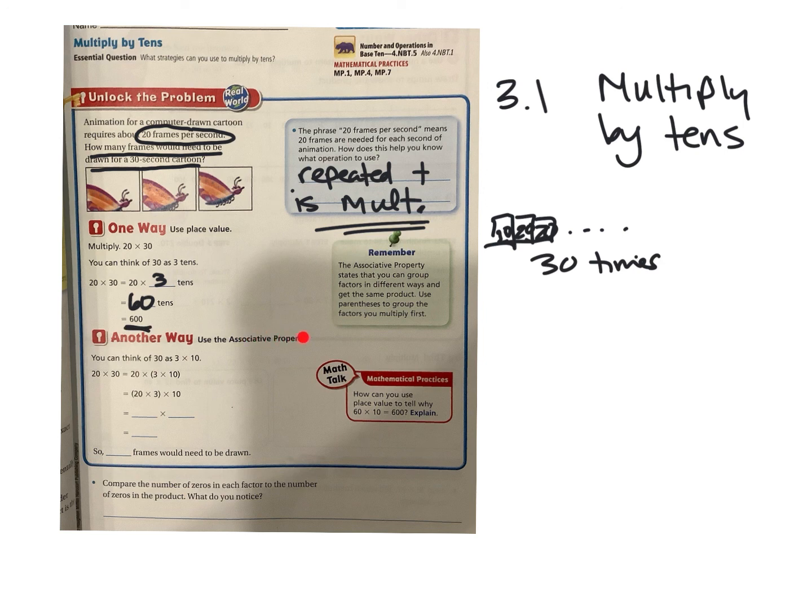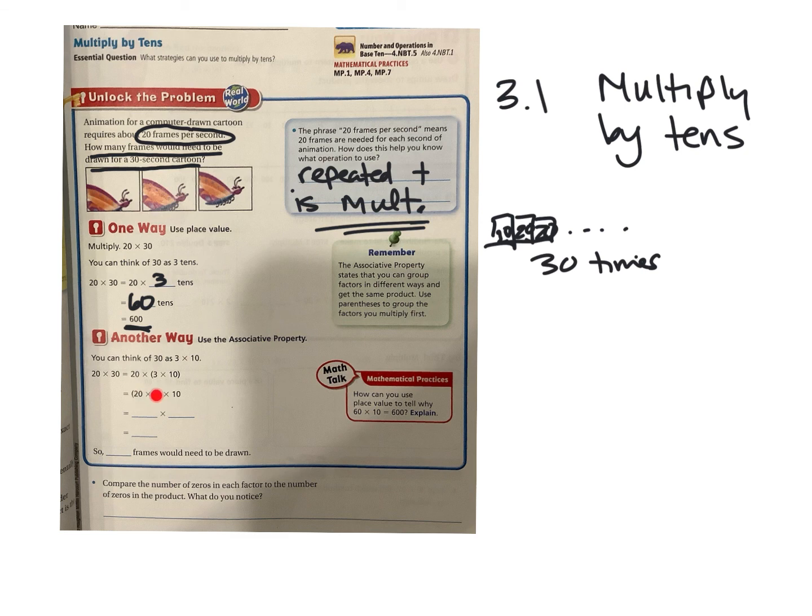Another way is to use the associative property. The associative property states that you can group factors in different ways and get the same product. So we use parentheses to group the factors, and then we multiply first. You can think of 30 as 3 times 10. So instead of 20 times 30, they said 20 times 3 times 10, because 3 times 10 is still 30. Then we're going to regroup. Instead of doing the 3 times 10 first, we're going to do the 20 times 3 first. So they just moved these parentheses over and said, I want to do this first.